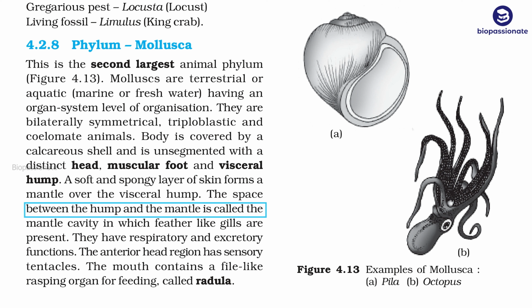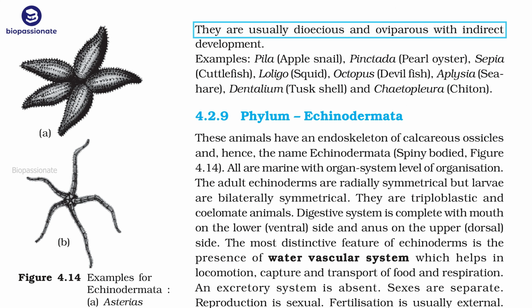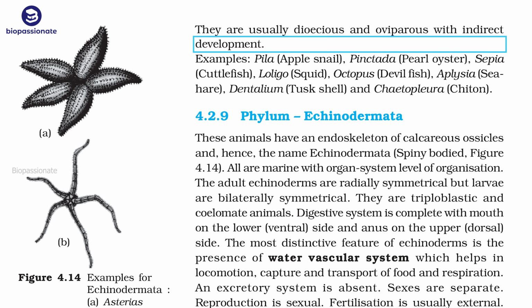The space between the hump and the mantle is called the mantle cavity, in which feather-like gills are present. They have respiratory and excretory functions. The anterior head region has sensory tentacles. The mouth contains a file-like rasping organ for feeding, called radula. They are usually dioecious and oviparous with indirect development.